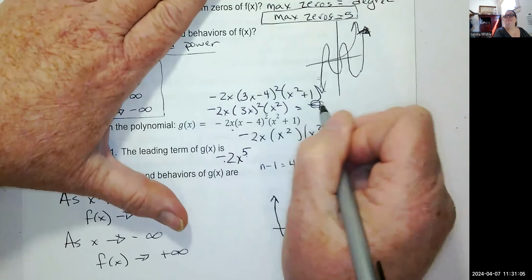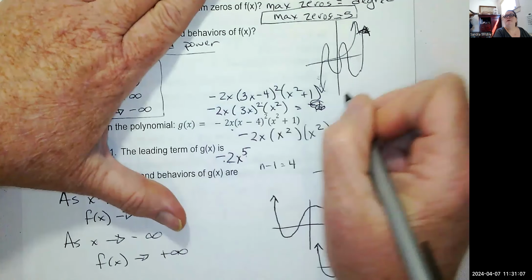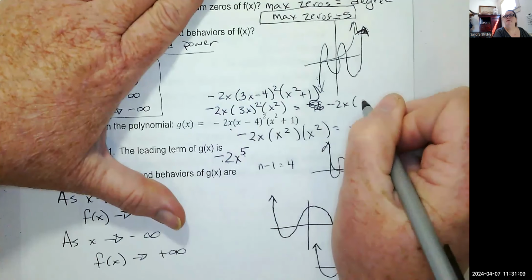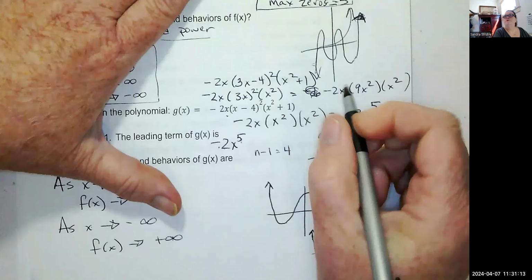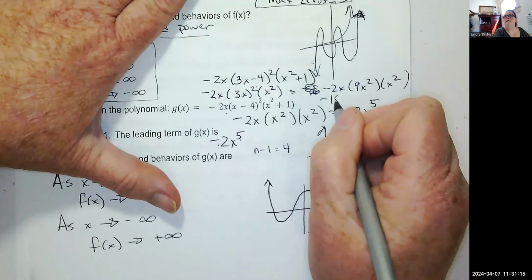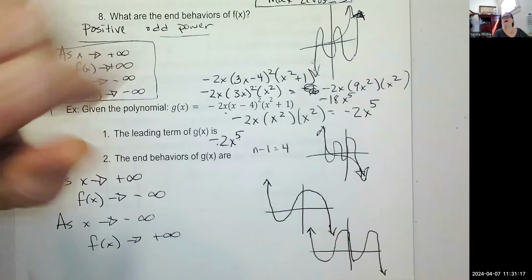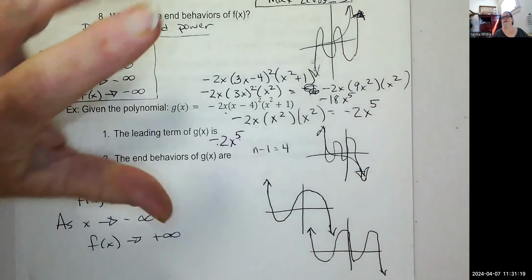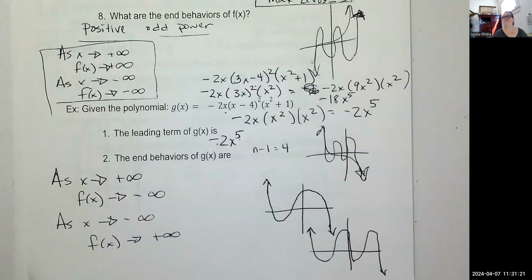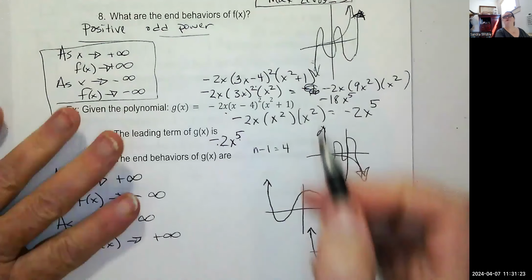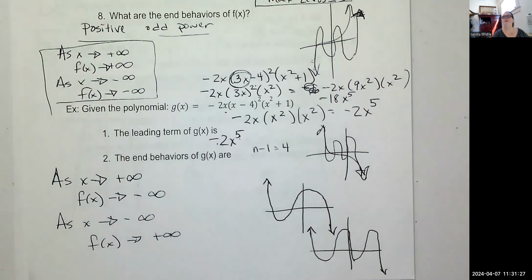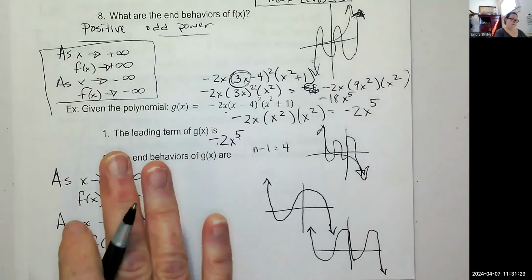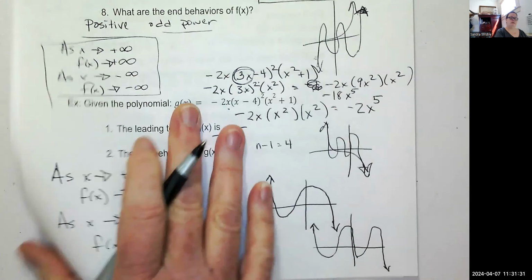Nope, it's not. This is 3 squared. So that's negative 2x, 9x squared, and x squared, which would be negative 18x to the 5th. That's the leading term. Okay, be careful with that. You've got to take the number that's attached to the x as well when you're squaring it. Don't just take the x's.